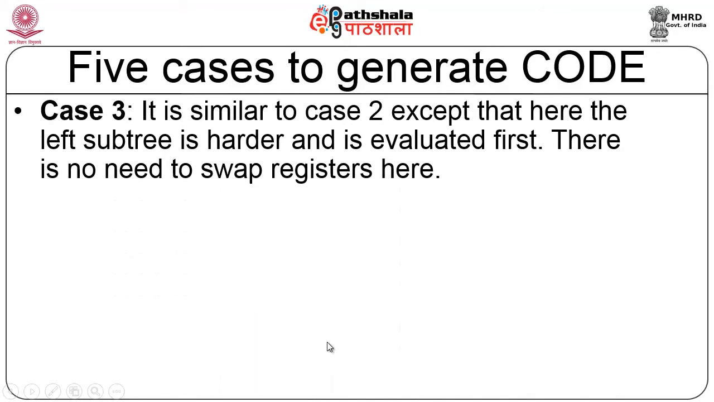The fourth case, which is nothing but case 3, is similar to case 2, but here the left subtree is harder than the right subtree. Since the left subtree has to be computed first, we don't do a swap of the r stack, okay. We start evaluating the left subtree directly before evaluating the right subtree.